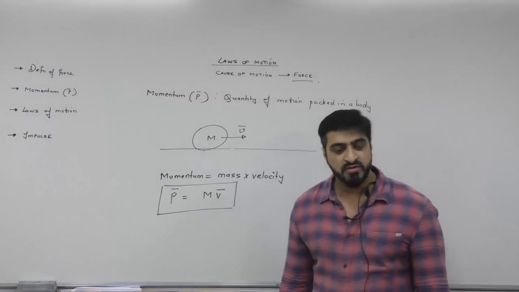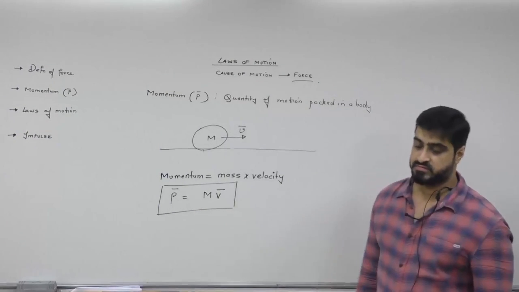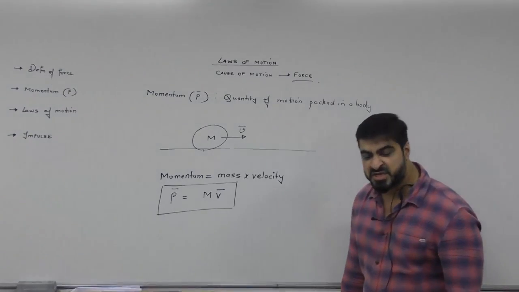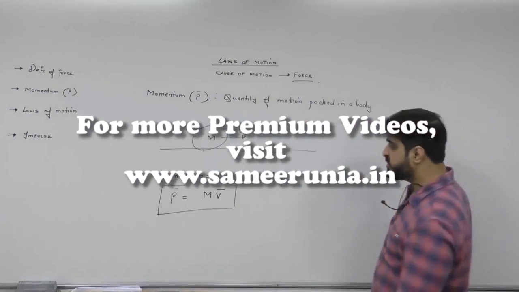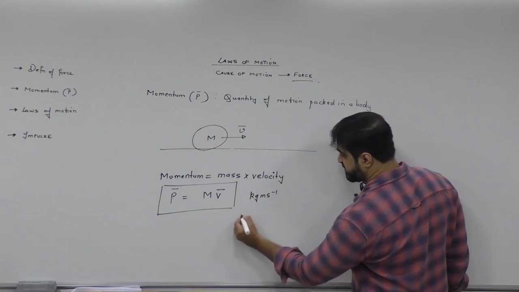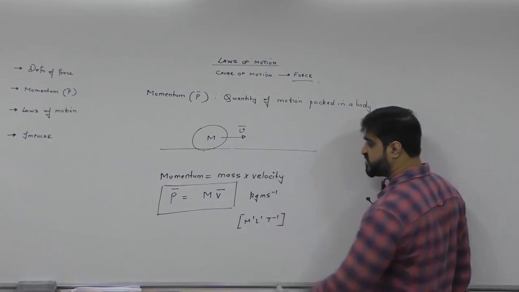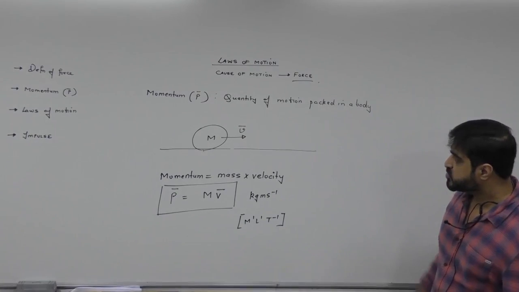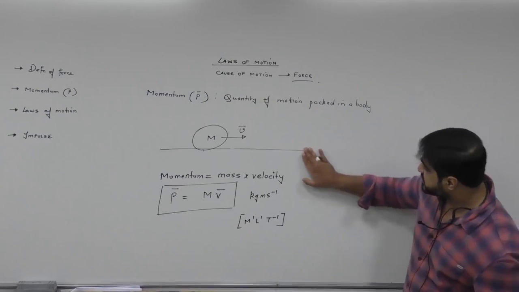Momentum is so important that all definitions are made according to momentum. It is the product of mass and velocity, and the direction is the same as the direction of velocity. The unit is kg meter per second, and the dimensions will be M¹ L¹ T⁻¹. Don't worry about that if the chapter is not done. So this is momentum, the motion which is packed inside the body.